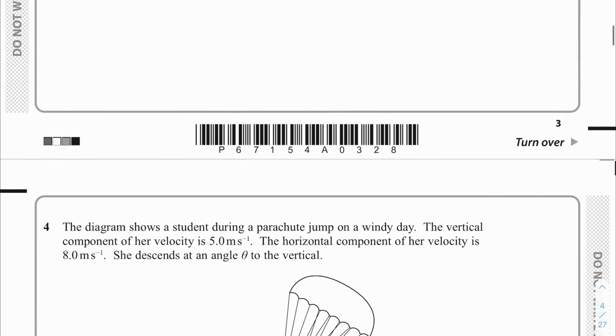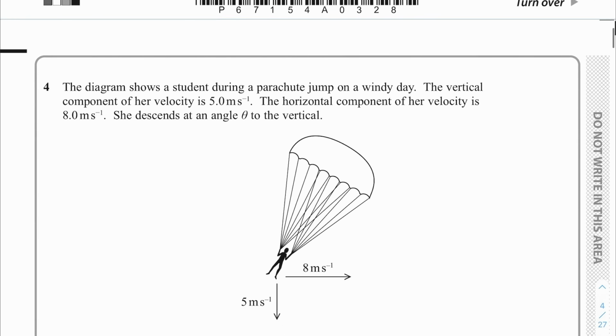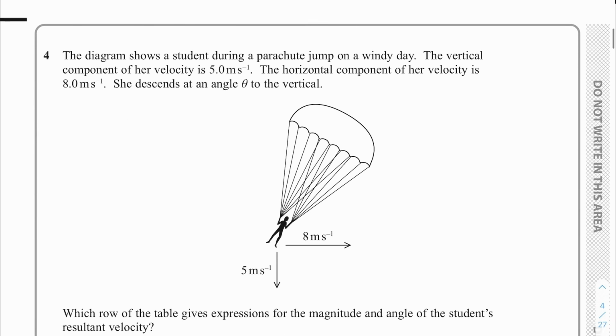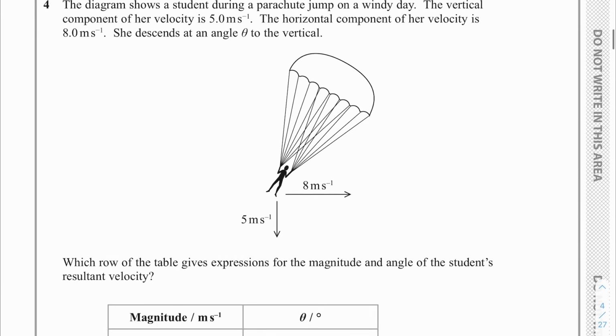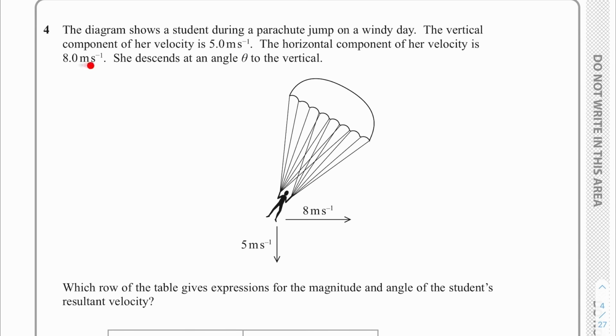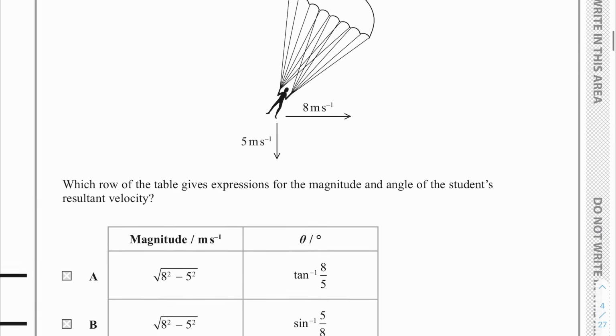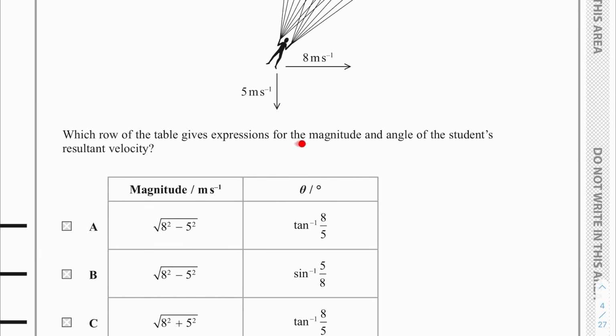Let's move on to question number 4. The diagram shows a student during a parachute jump on a windy day. The vertical component of her velocity is 5 meters per second. The horizontal component of her velocity is 8. She descends at an angle theta to the vertical. So we've got 8 meters per second to the right and 5 meters per second downwards. Which row of the table gives the expression of the magnitude and the angle of the student's resultant velocity?